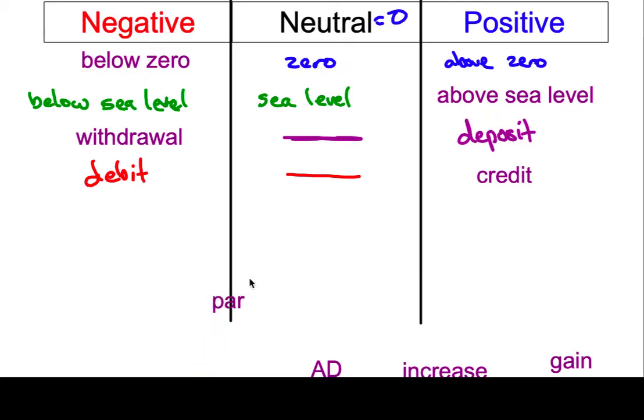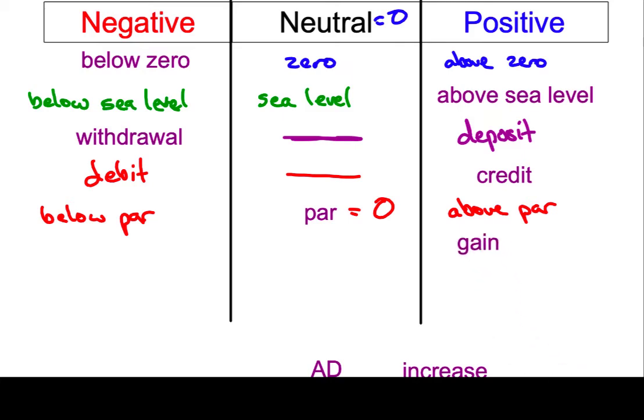Next, we have par. Par is actually a golfing term, and par means you had a score of 0 for that particular hole. Okay? The positive version is going to be above par, meaning you have a positive score. Maybe you have a +2 for that hole. And then a negative is going to be below par. Golf is one of those sports where you actually want a negative number. You want a score that is below par.